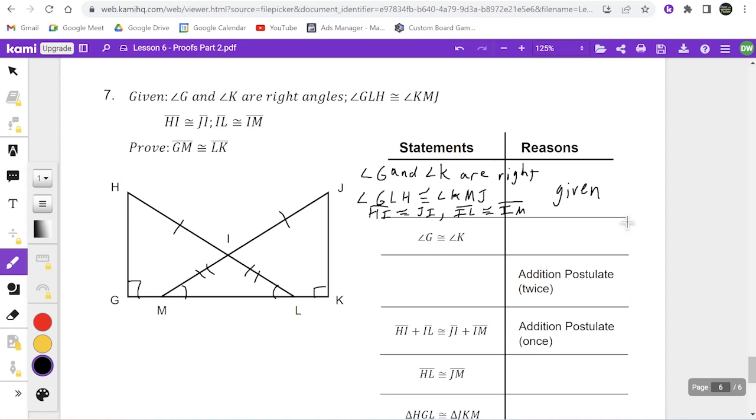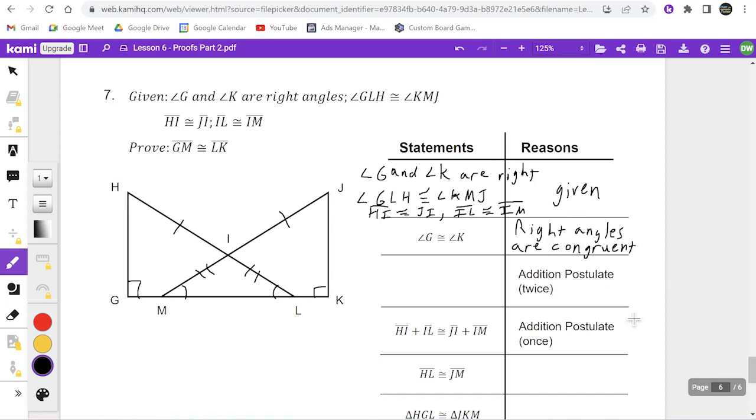And so then the first statement we have is angle G and angle K. Why are they congruent? Right angles are congruent. Easy peasy. That's probably the only easy part to this entire proof. Right angles are congruent.